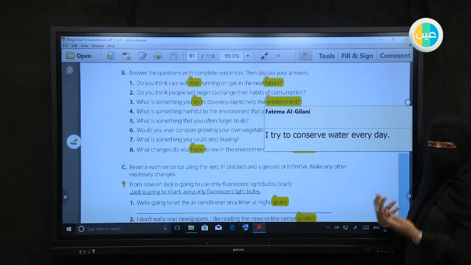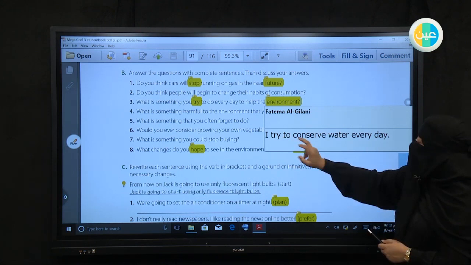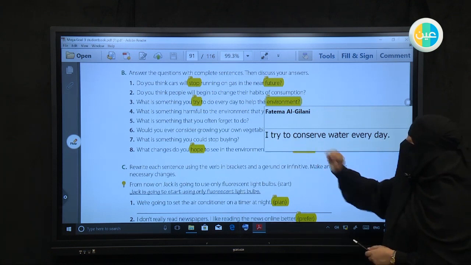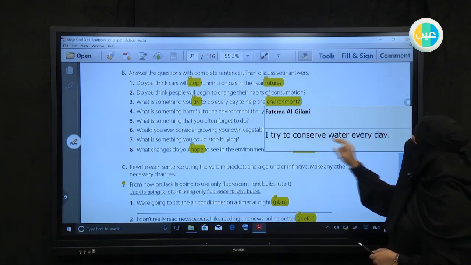فI try, this is me, but you can change it. I try to conserve, نحافظ. I try to conserve, أحافظ, water every day. You can say I can try. Oh, I try to conserve water. I can try to conserve energy, طاقة. I try to conserve paper, ما استهلك ورق, every day. راجع لك اختيارك للشيء اللي بتحافظي عليه.